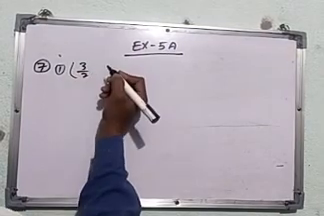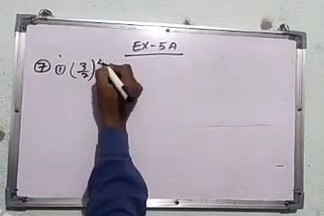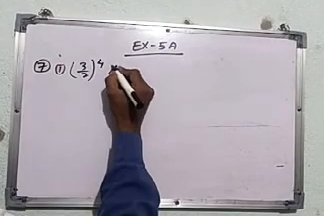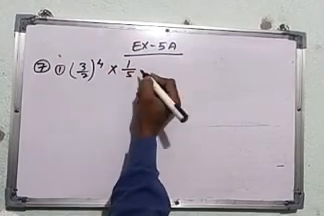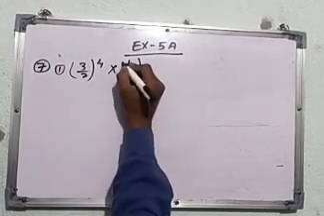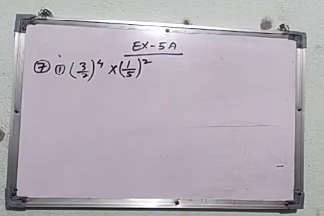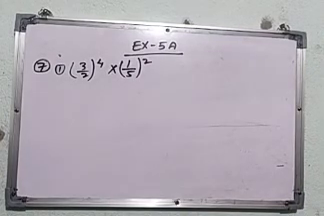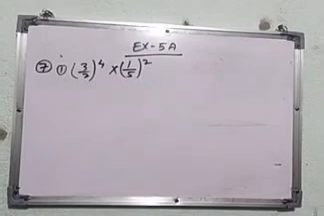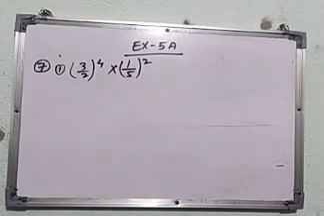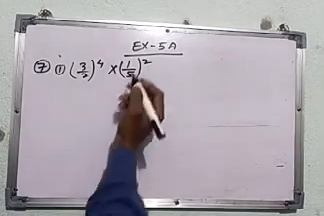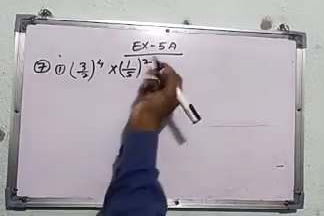3 by 2 power 4 into 1 by 5 whole square. So students, here you see first 3 by 2 power 4 and 1 by 5 power 2.